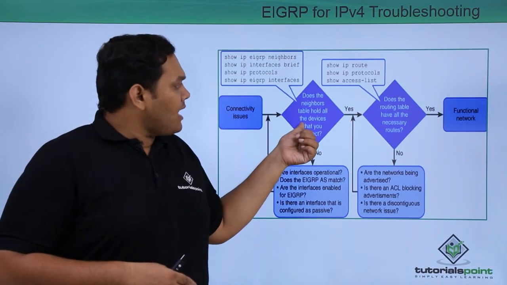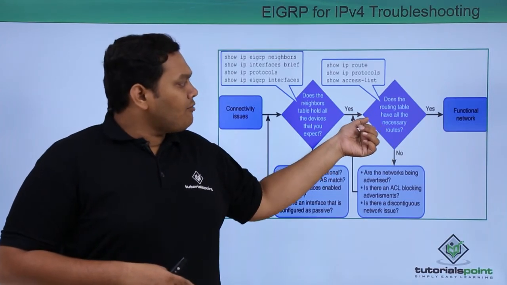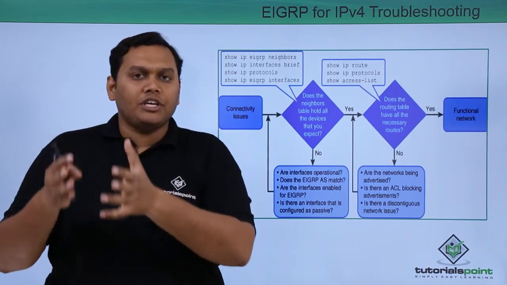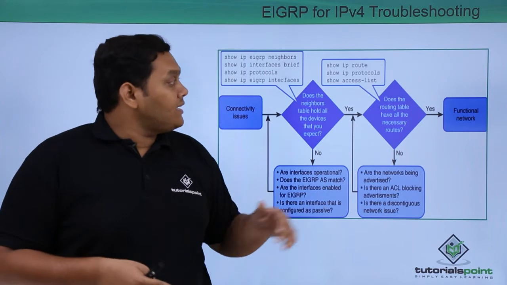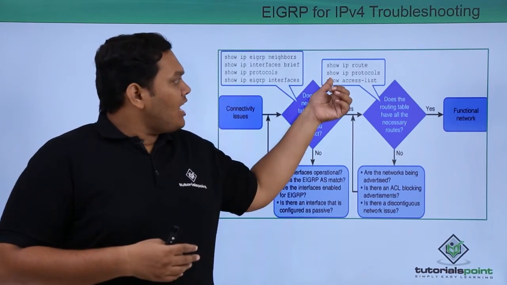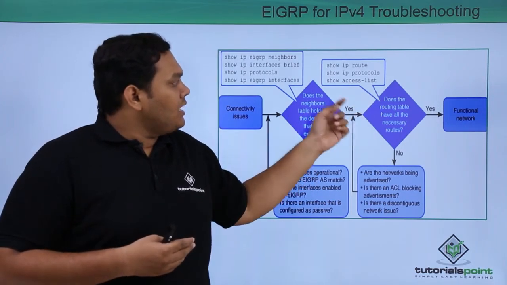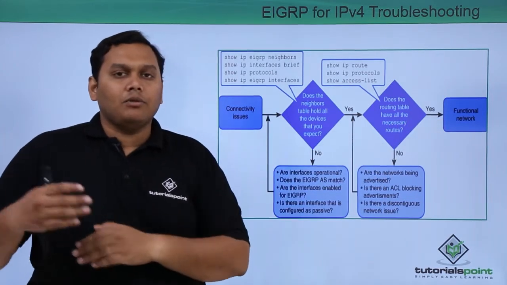If this has passed, then you go to the next step: does the routing table have all the necessary route information? To know what route information is available, you have to enter these commands: show ip route, show ip protocols, and show access-list. This gives the information. And again, if this has passed, then you go with the functional network troubleshooting.